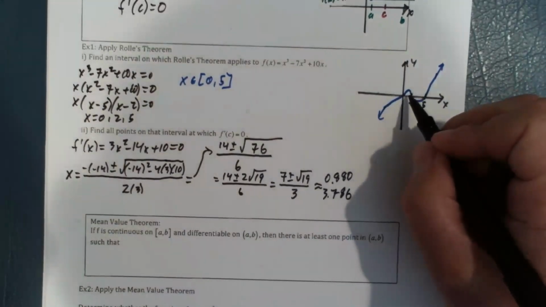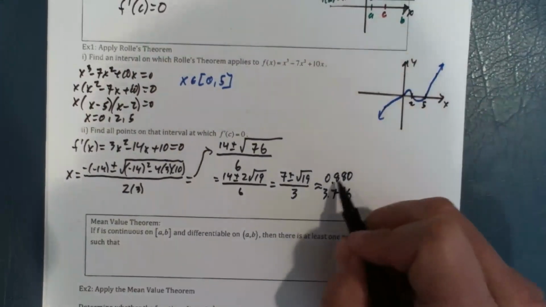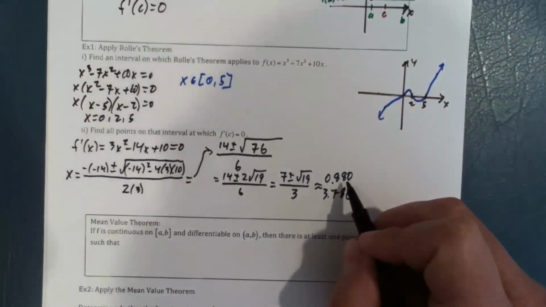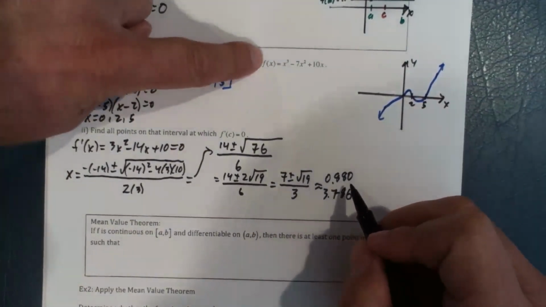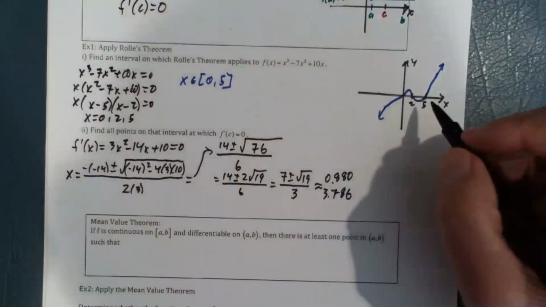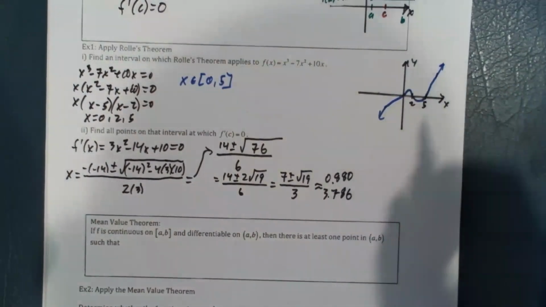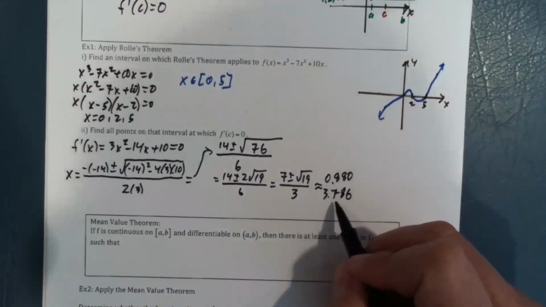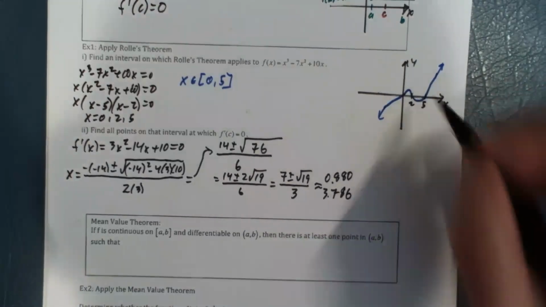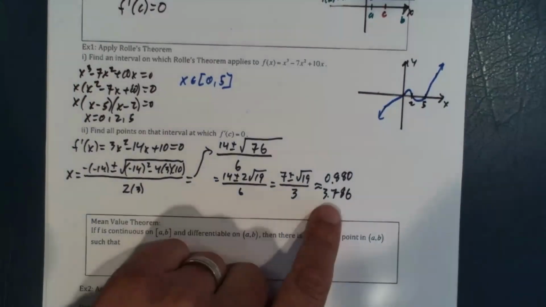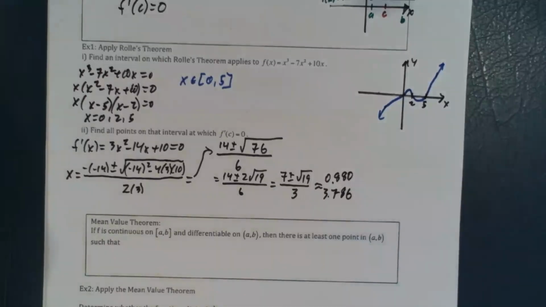So it looks like we have a local maximum when x equals 0.880, and I could plug that into the original function to find out what the y value is, but I'm not all that interested. And this bottoms out here at x equals almost 4, so about right there. And when we plug that in, we're going to get a negative value, most likely.